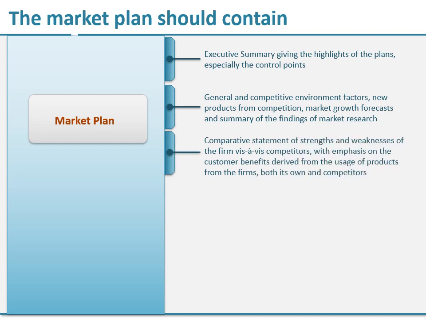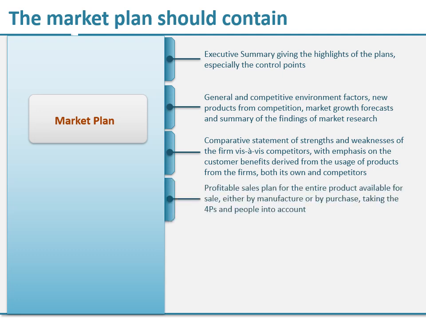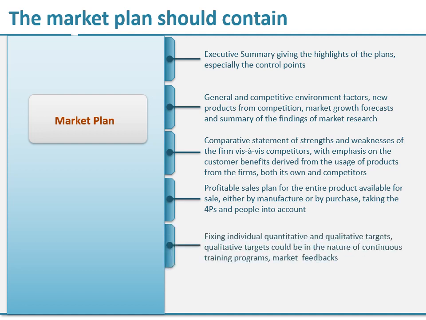Comparative statement of strengths and weaknesses of the firms vis-a-vis competitors, with emphasis on the customer benefits derived from the usage of products from the firms, both its own and the competitors'. Profitable sales plan for the entire product available for sale, either by manufacture or by purchase, taking the 4 Ps and people into account. Fixing individual quantitative and qualitative targets. Qualitative targets could be in the nature of continuous training programs, market feedback. Profit picture derived out of sales revenue and marketing expense budgets.